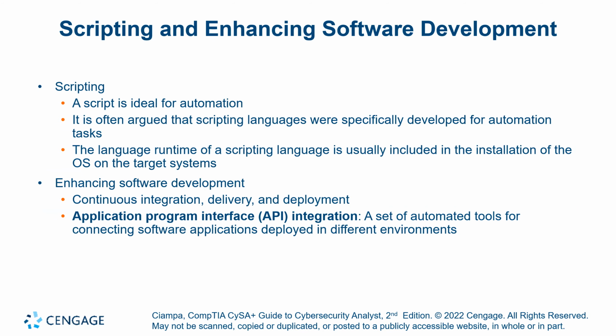Scripting and enhancing software development. Scripting, we've talked about, a script is ideal for automation. It's often argued that scripting languages are specifically developed for automation tasks. The language runtime of a scripting language is usually included in the translation of the operating system on the target system. Enhancing software development, continuous integration delivery and deployment, application program interfaces or API integration, a set of automated tools for connecting software applications deployed in different environments.